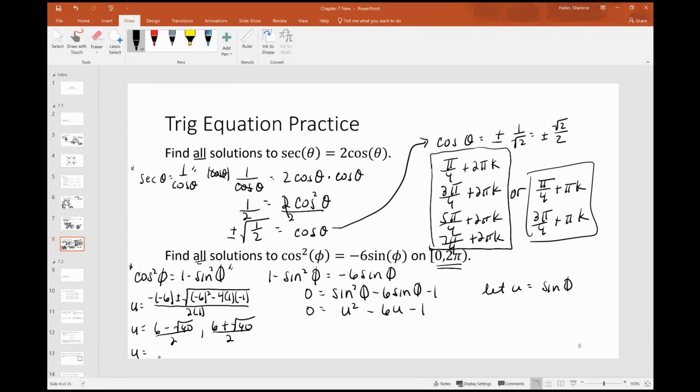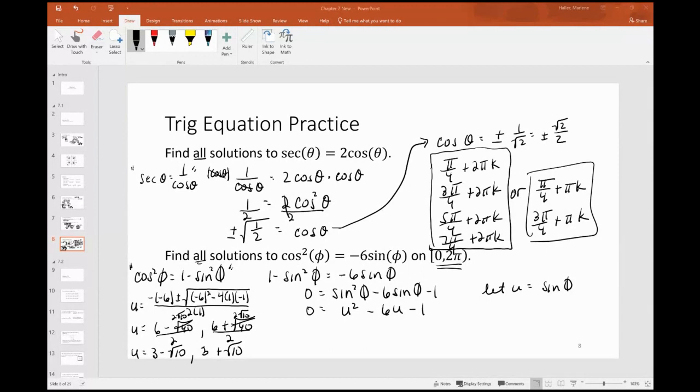Let's see, when I simplify this, it becomes 6 minus, and the square root of 40 simplifies to 2 square roots of 10, right? So then I can just divide 2 out of everything, and this will be 3 minus the square root of 10 and 3 plus the square root of 10. Again, not really necessary here because I'm going to have to put this in my calculator to find a decimal approximation at some point.